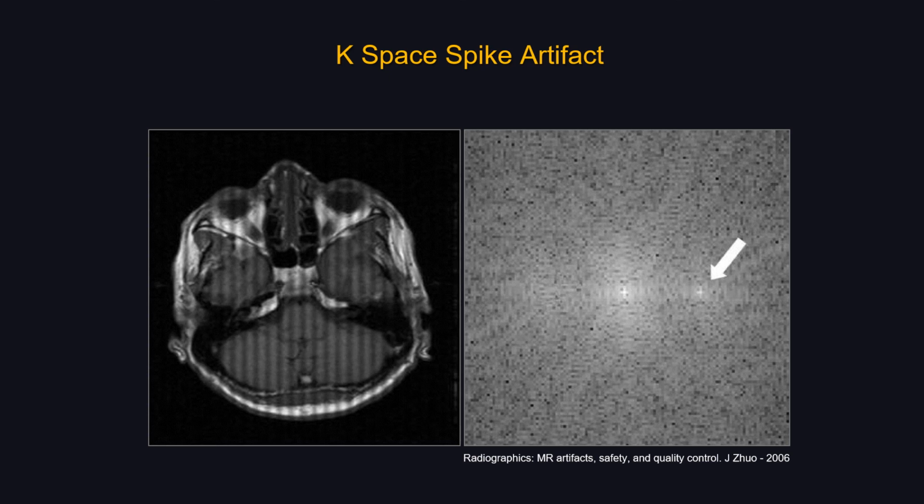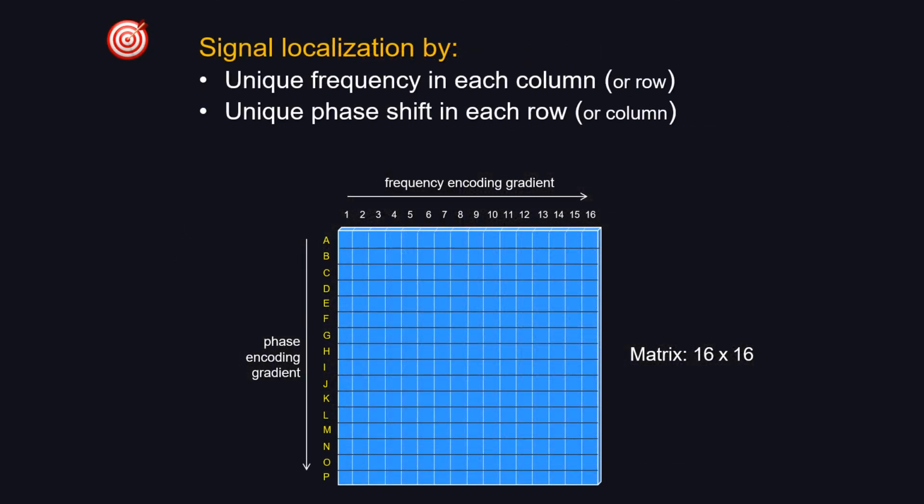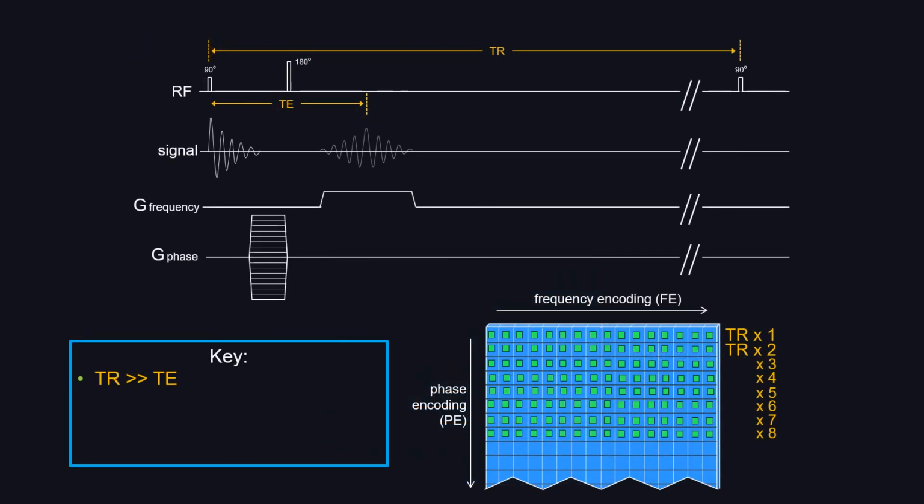Sometimes you can have a corruption in K-space. That's a K-space spike artifact. I know this concept is not easy to grasp, so the key point is that signal localization after you have a slice selection is based on unique frequency and unique phase shift. The direction of frequency and phase can be interchangeable.